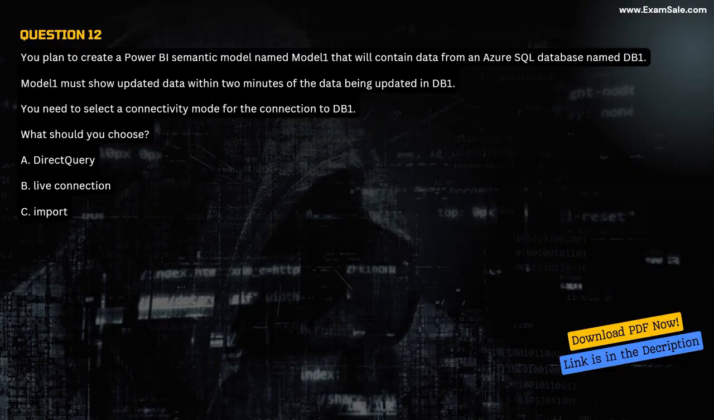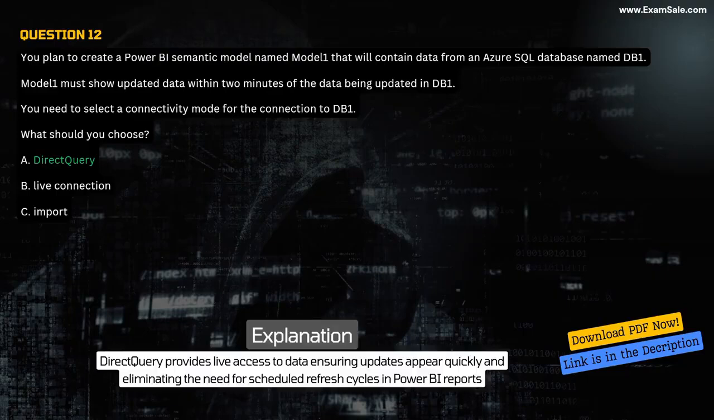What should you choose? A. Direct query. B. Live connection. C. Import. Correct answer A. Direct query. Explanation. Direct query provides live access to data, ensuring updates appear quickly and eliminating the need for scheduled refresh cycles in Power BI reports.